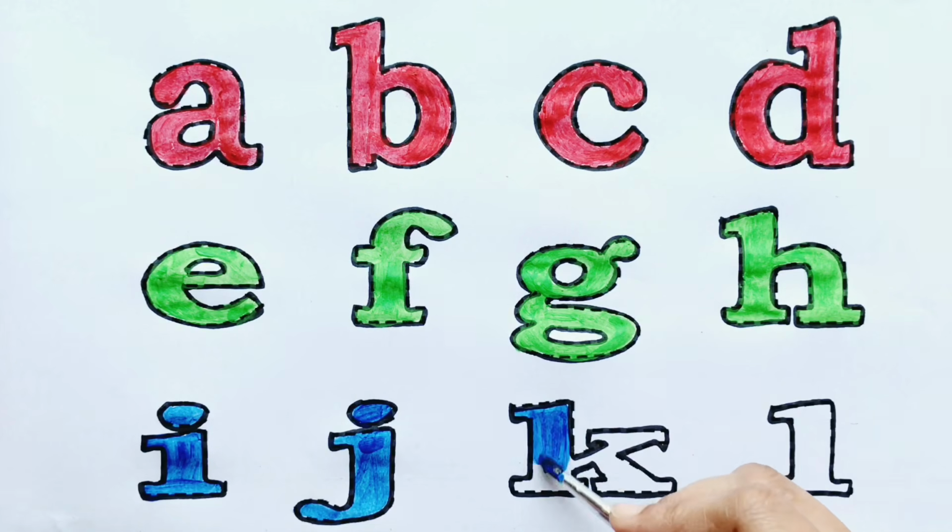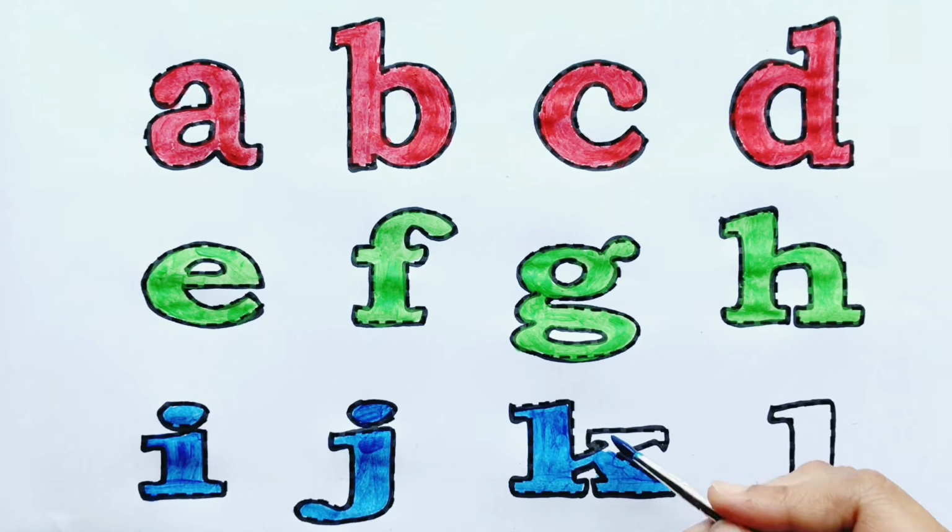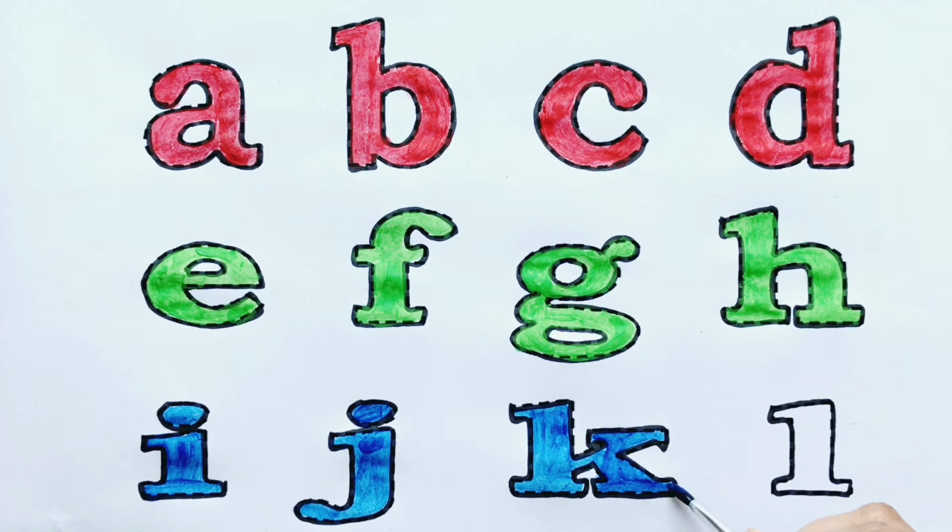K for king. Count the rhythm and 1, 2, 3, we're singing all together. A, B, C, count the rhythm and 1, 2, 3, we're singing all together.